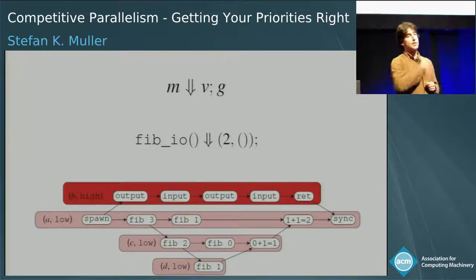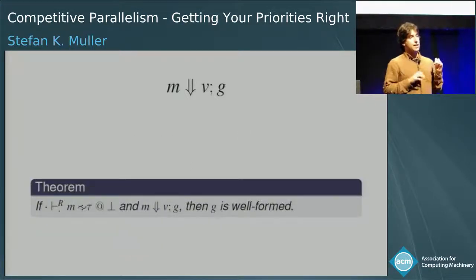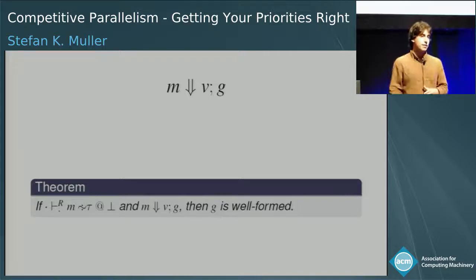But we can because of this theorem that's in the paper, which says that if a program is well-typed, the type system ensures that it has no priority inversions, which means that the graph that it produces in the cost semantics is well-formed, and so we can apply the scheduling theorems.